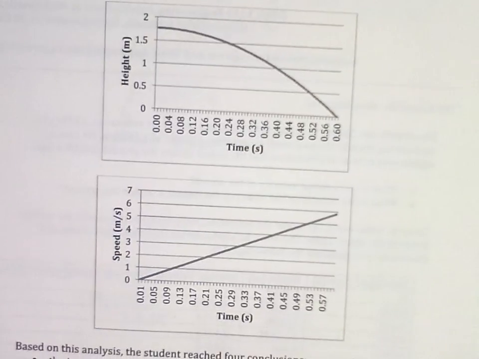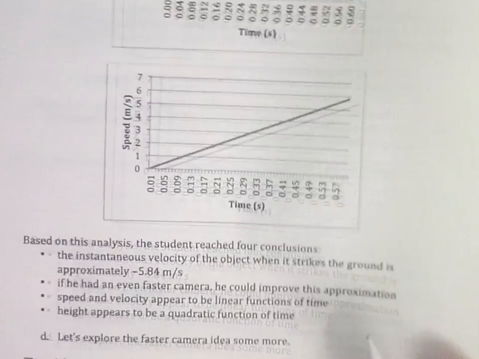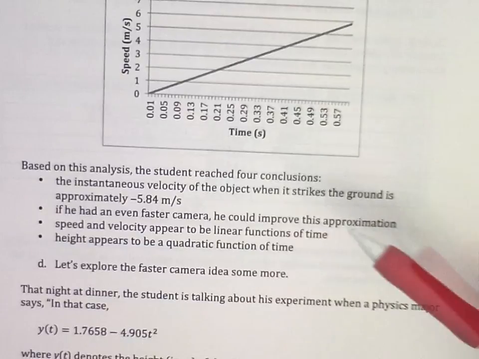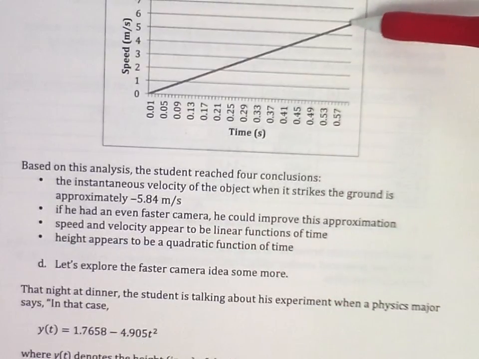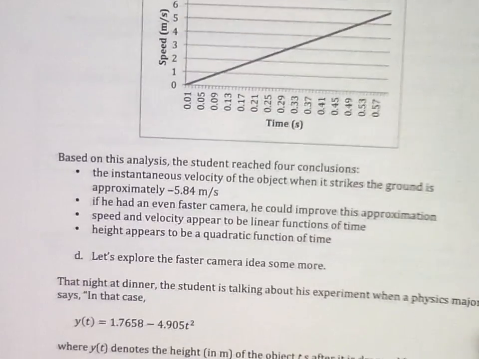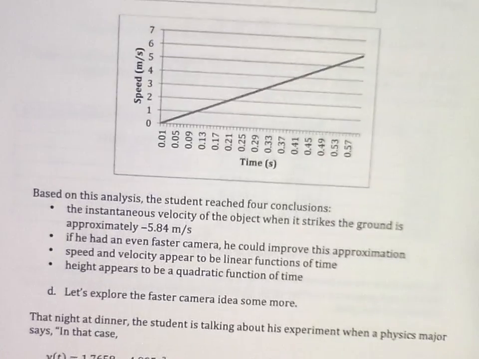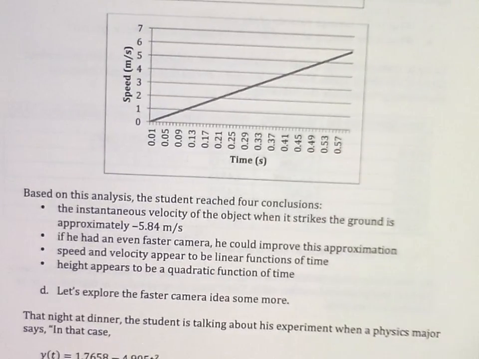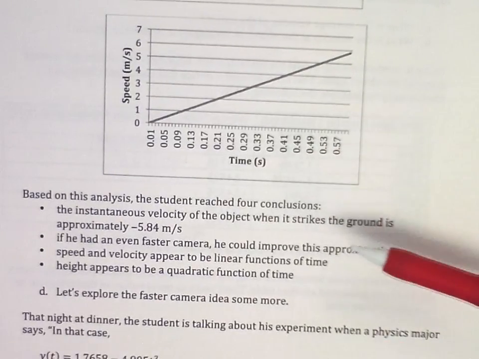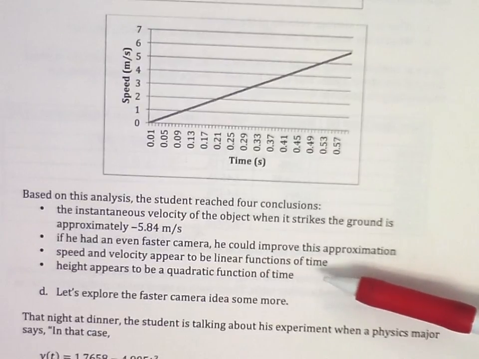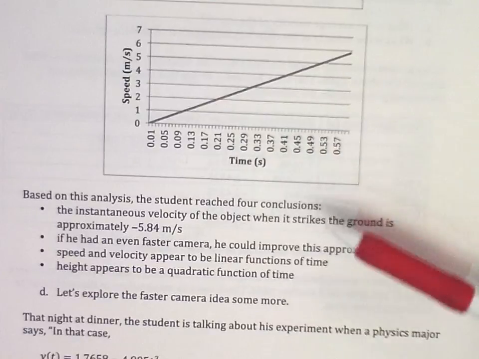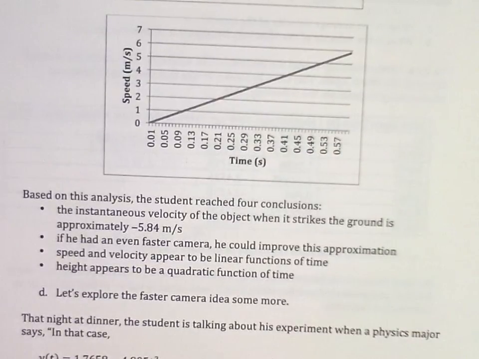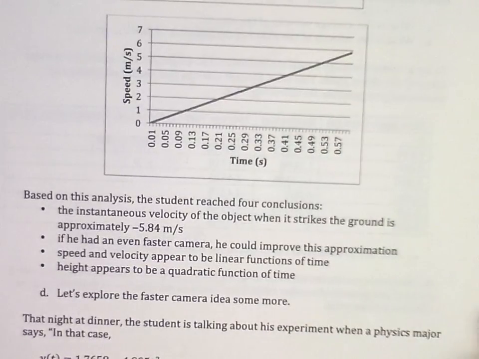And so based on these 2 things, our alien engineer concluded a couple things. The velocity when it hit the ground is negative 5.84 meters per second. Okay? Which was what we were getting closer to with our approximations to the nearest tenth. And if we had an even faster camera, we could do even better. If we were able to get down to thousandths of seconds, and we had 10 times as many measurements, again, we could do even better.